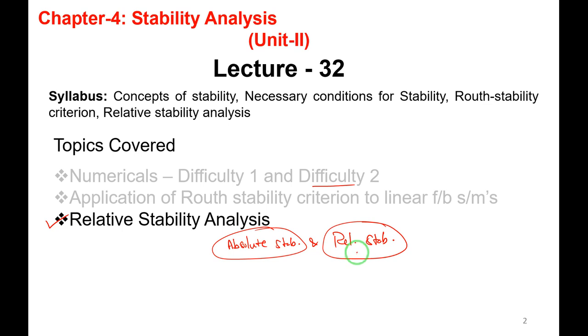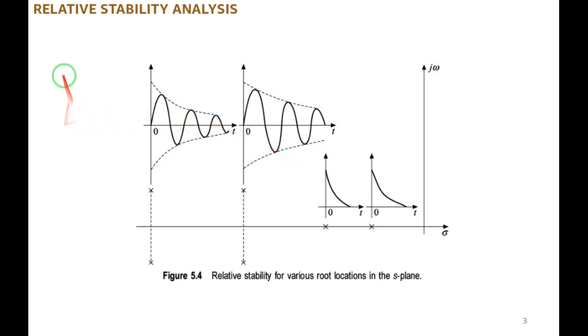But in relative stability, the system is already stable, but to what extent, to what degree it is stable. Relative stability is inversely proportional to the real part of the roots, as I already told. So the settling time in relative stability is inversely proportional to the real part of the roots. I'll explain the real part of the roots of the characteristic equation. For example, let me assume one root is lying at -2, and another root is lying at -8.